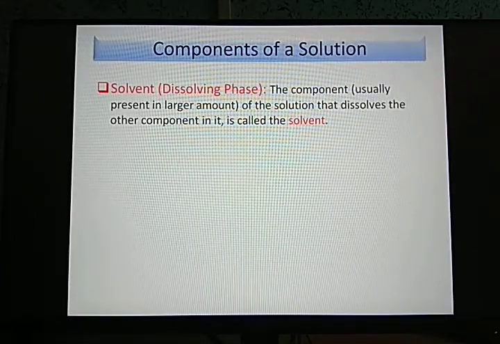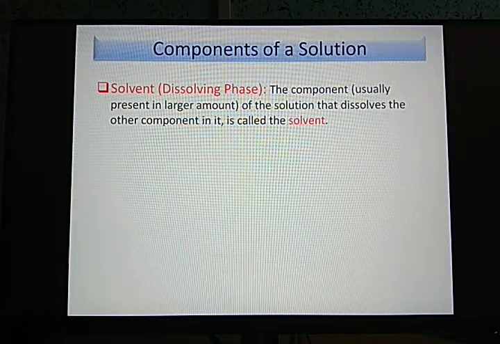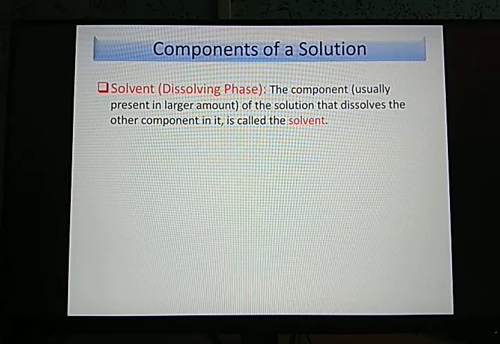Now let us discuss what is actually solvent and solute. So what is solvent? Solvent is also called the dissolving phase. The component usually present in larger amount in the solution that dissolves the other component in it is called the solvent. Now it is not necessary that the solvent has to be a liquid. It can be a gas also.